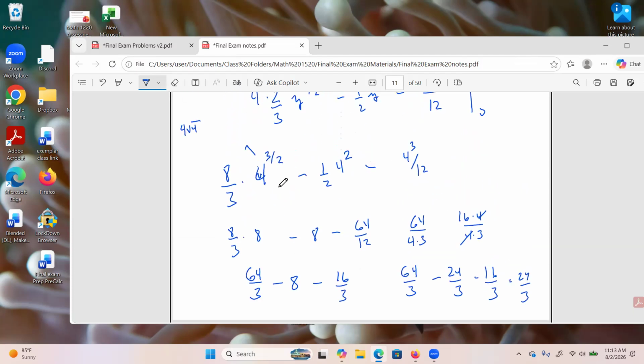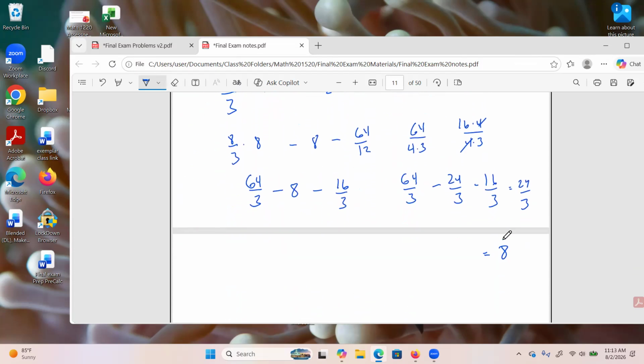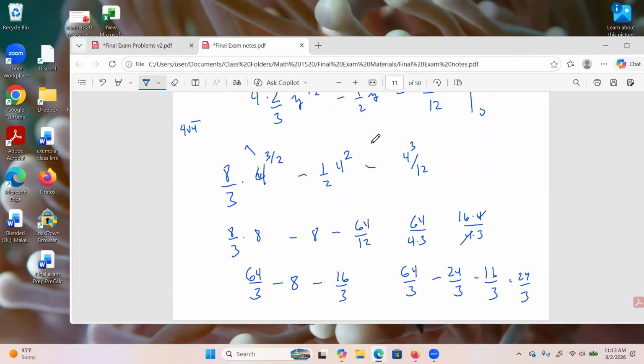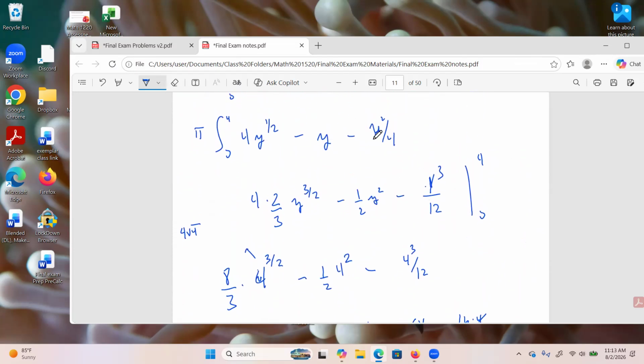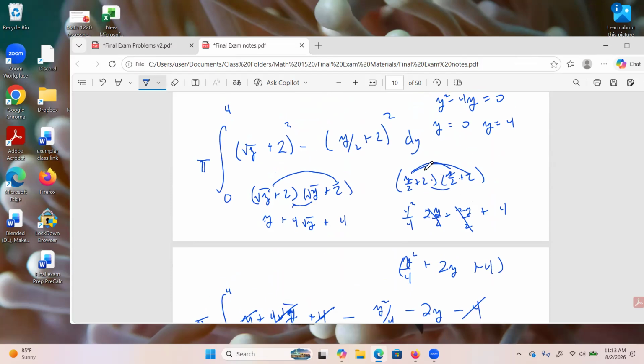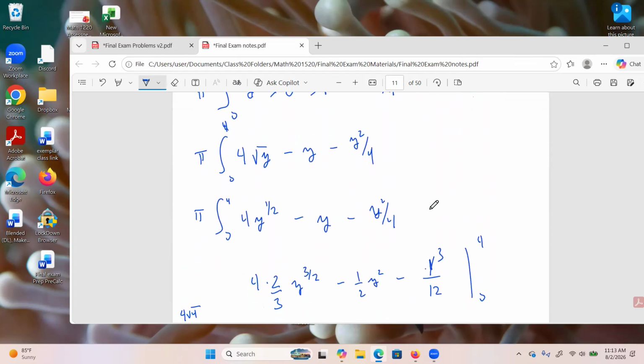So don't forget the pi out in front. My answer here is going to be 8 pi. So my answer, 8 pi. And there we go with that problem. And that is how you do a volume of revolution. And we graphed it. We set everything up. We multiplied everything out. And we finally got to the end of it. Okay, so it's a bit of a long problem, but all the pieces are there.